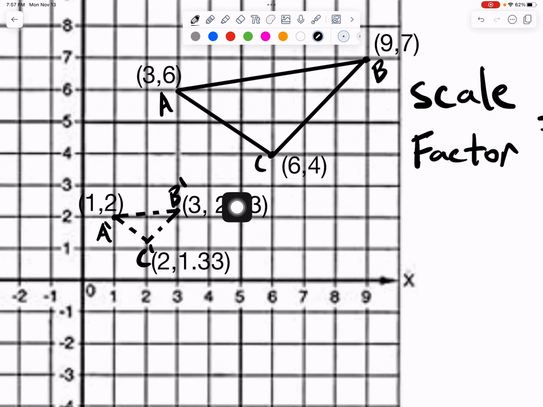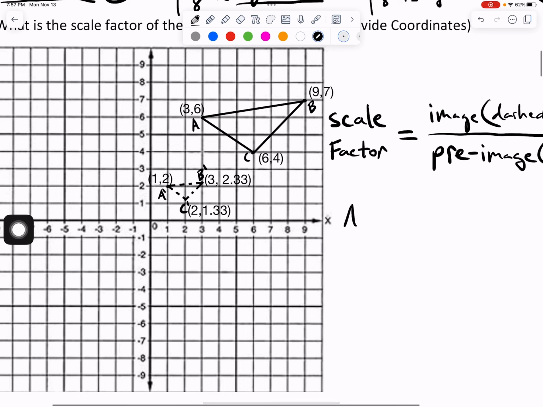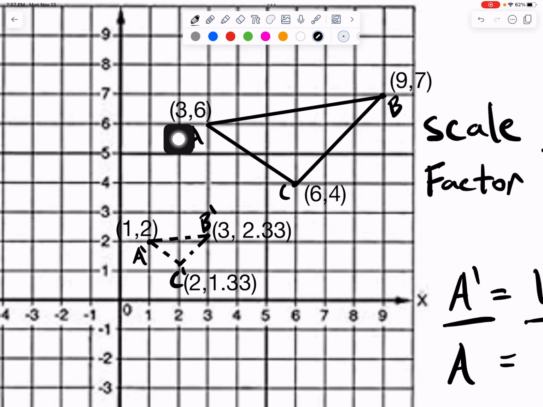Pick any of these, A, B, or C. All right, you guys want to pick A prime? Wonderful. Let's just take a look at our x-coordinate. You only have to do this one time. All right, now if it's our image, which is our dashed figure here, and our A prime x-coordinate is 1, I'm just going to do this for us. I'm going to put A prime equals 1. We will then set that over our x-coordinate of A. Well, our x-coordinate of A is 3.